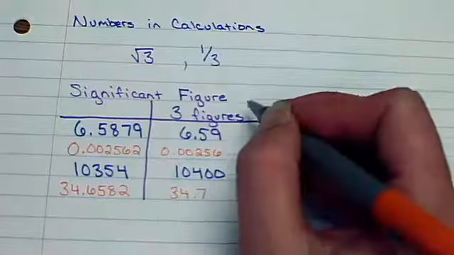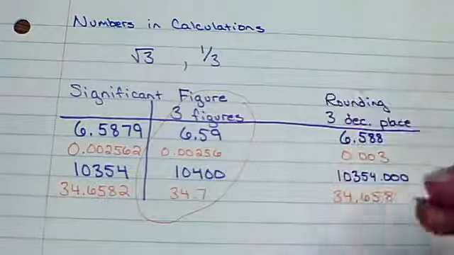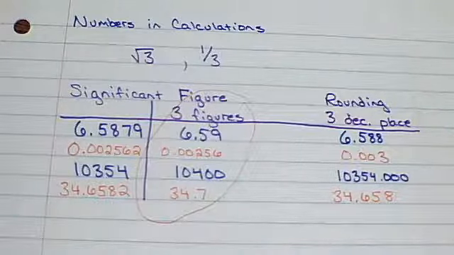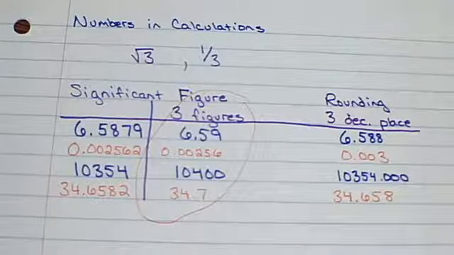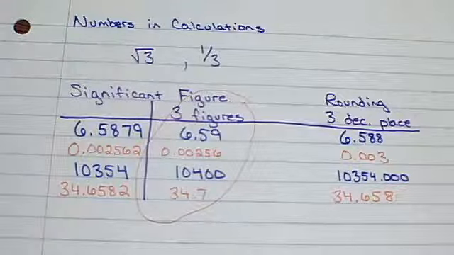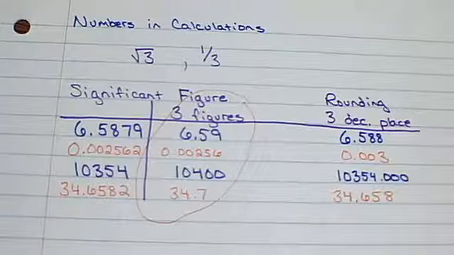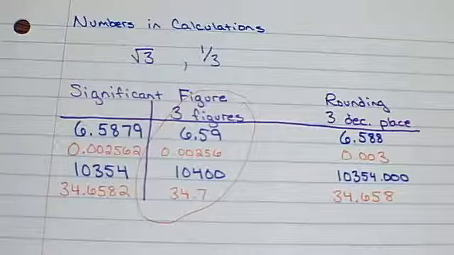In IB, everything, unless specifically listed that they wanted at a certain decimal place or they wanted exact, you should leave it to 3 significant figures. It's extremely important.